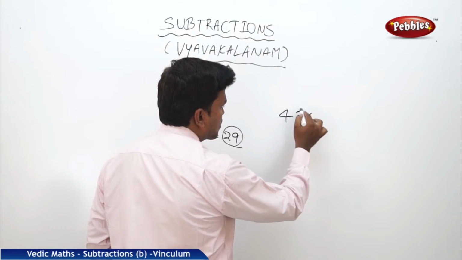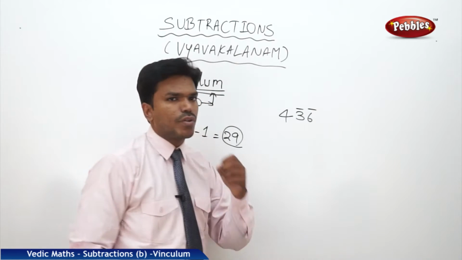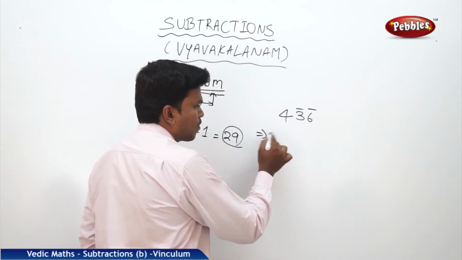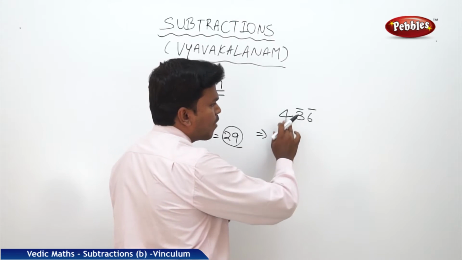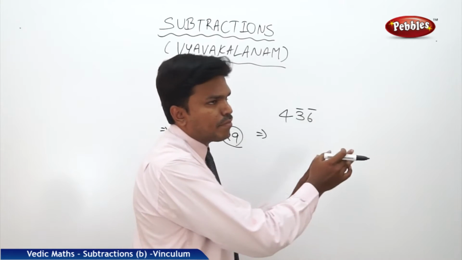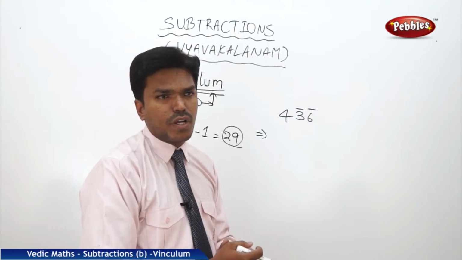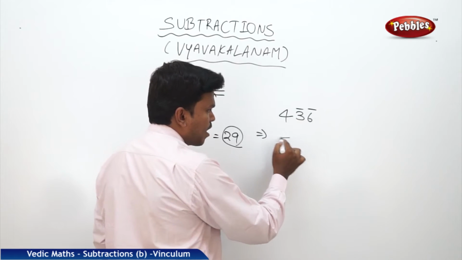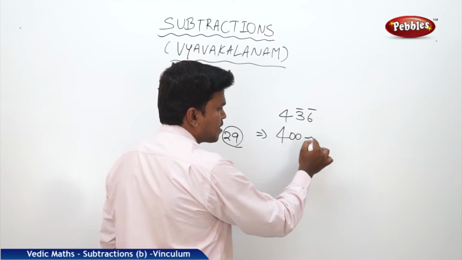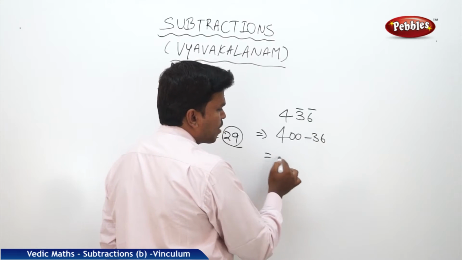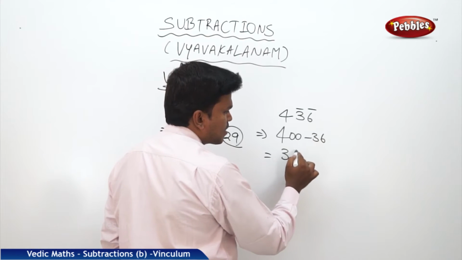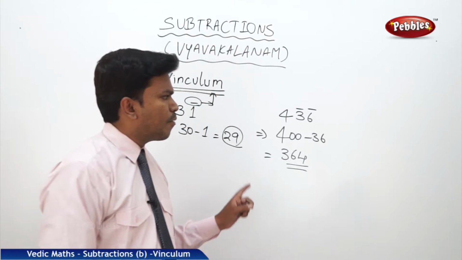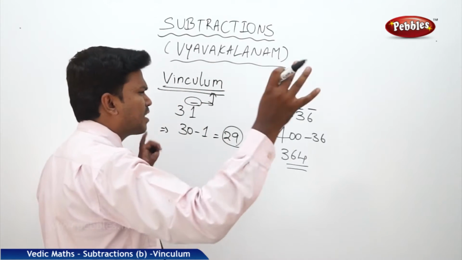Suppose we take one more example, 4 3 bar 6 bar. What does this mean? I want to convert this Vinculum number into the normal number. How to convert? First see here, just like I said, 400 minus 36. So what is 400 minus 36? 364.